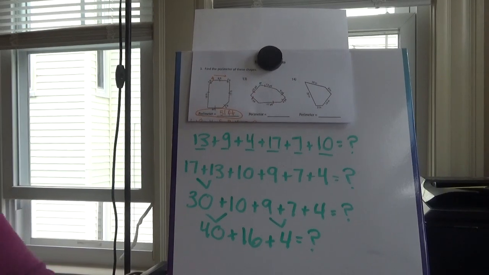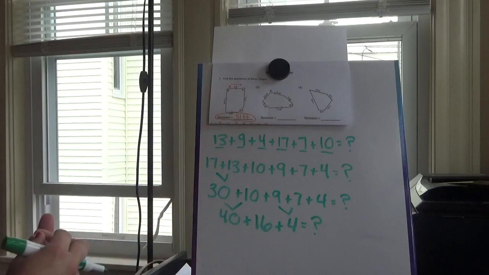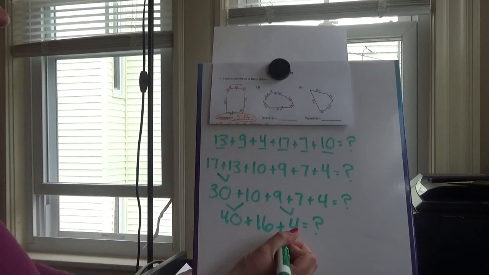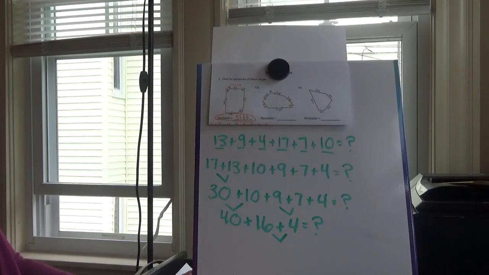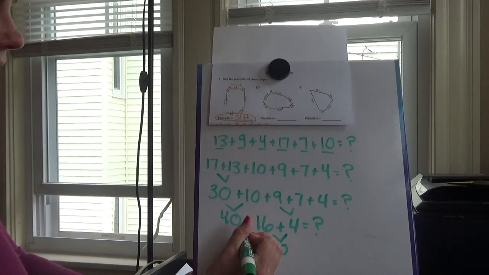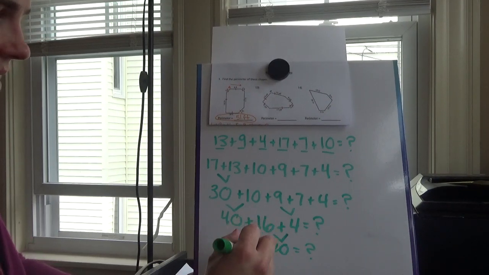I want to make sure you guys can see this. Awesome. So I have 40 plus 16 plus 4. So I've simplified it to get me closer to my answer. Well, I know if I add 16 and 4 together, that's going to give me a friendly 10 because 6 and 4 make 10, and then 10 more make 20. So now I have 40 plus 20, and that equals 60.